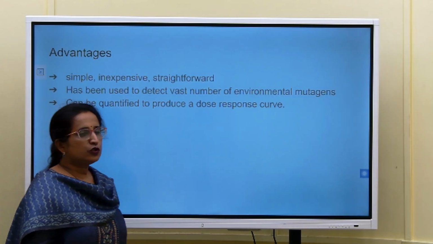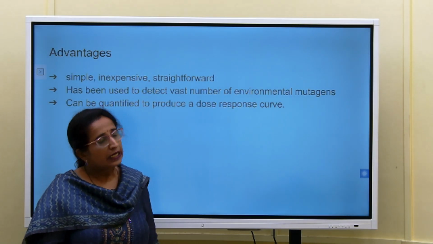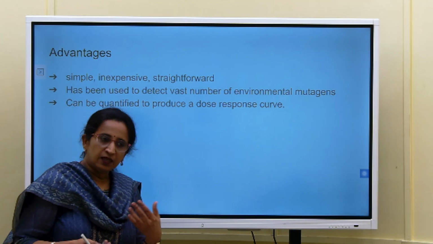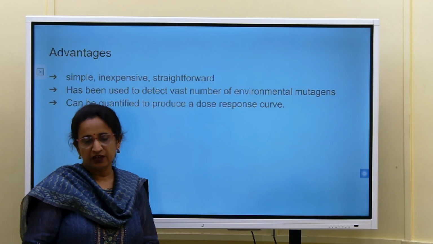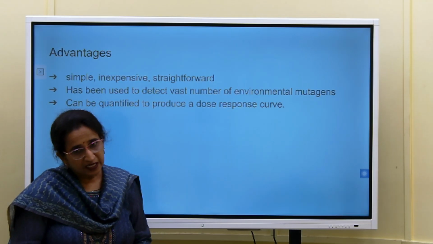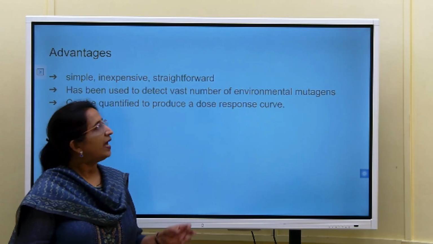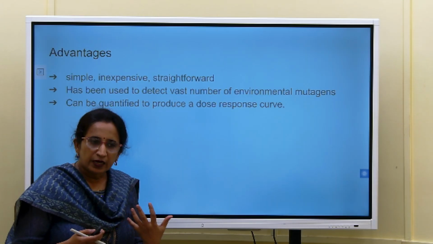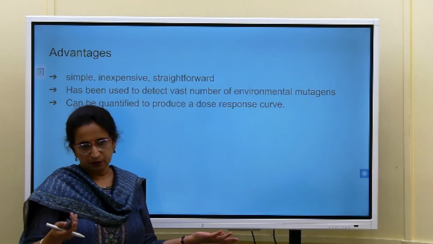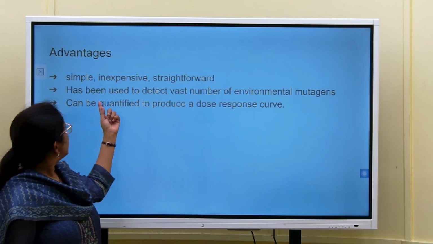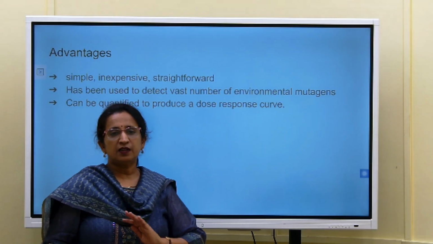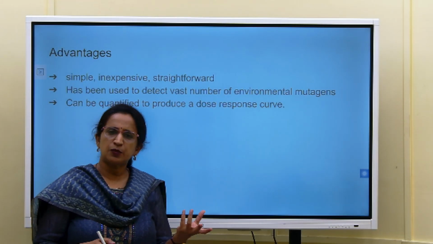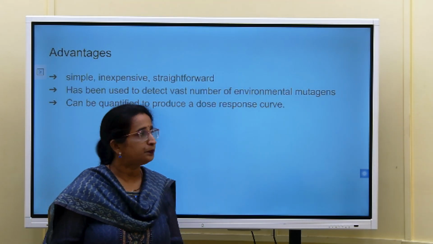So, the advantages of the Ames test are very clear. We can see it's a simple test. You just need the specific strain of Salmonella typhimurium and the minimal medium which does not contain histidine, and it can be done in any simple lab. Though it's an indirect method, you can do a large number of tests using these resources. Second, it has been used so far to detect a vast number of environmental mutagens, and with few exceptions, most of the time you get the correct result.